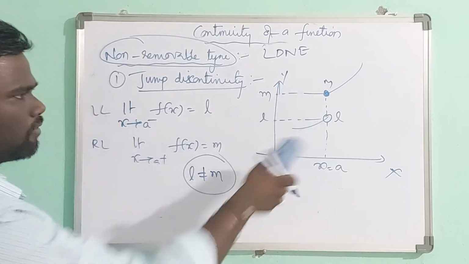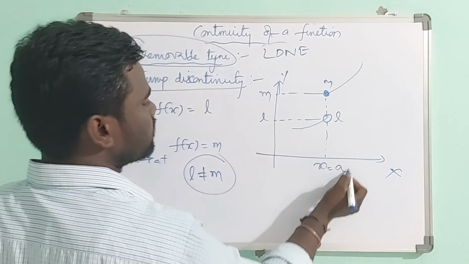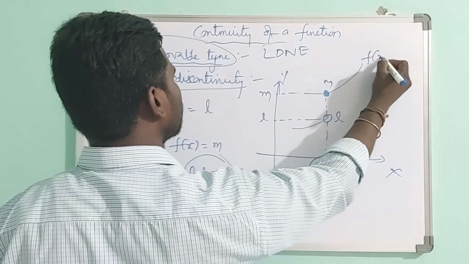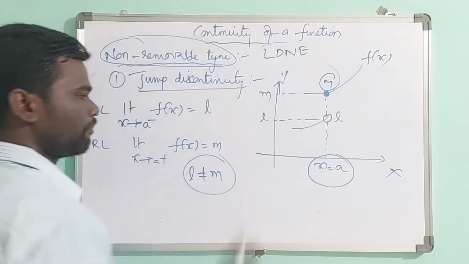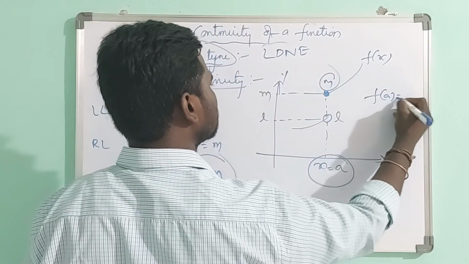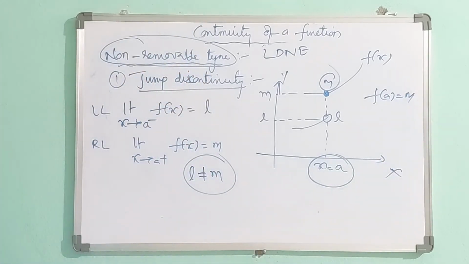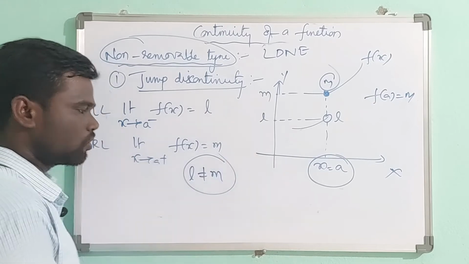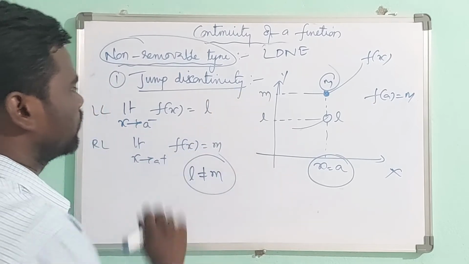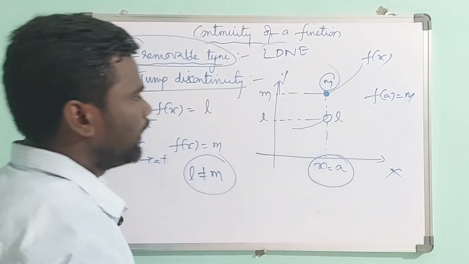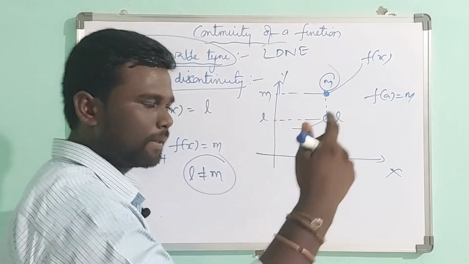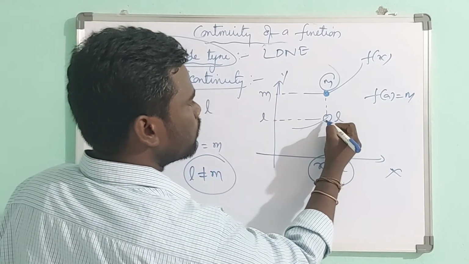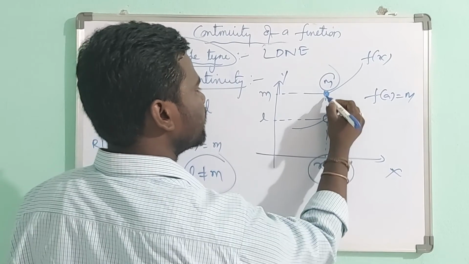No need to check the value of the function. But anyway, what is the value of the function at x equal to a? The function has the value M. So f of a is M here. But it is very clear that the limit does not exist here, so it is discontinuous at x equal to a. So why is it said to be jump discontinuity? Because the graph jumps from here to here.